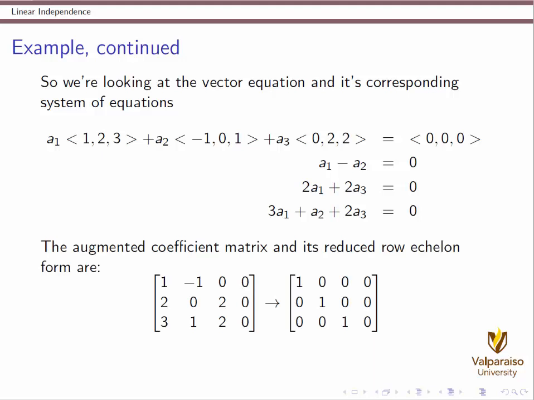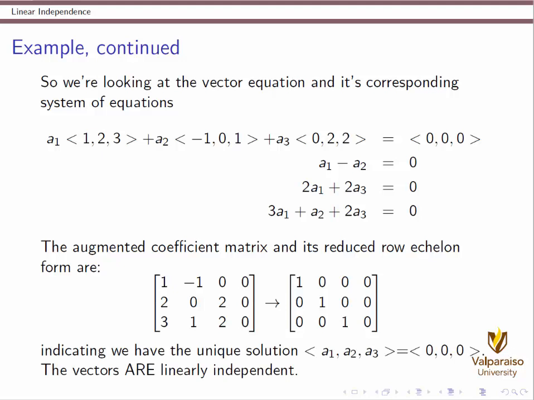We're skipping a lot of the details. If we build the augmented coefficient matrix for this homogeneous system and then reduce it, we get an augmented coefficient matrix with the identity matrix on the left side, which means the solutions are a1, a2, and a3 all being 0, and therefore these vectors are linearly independent.